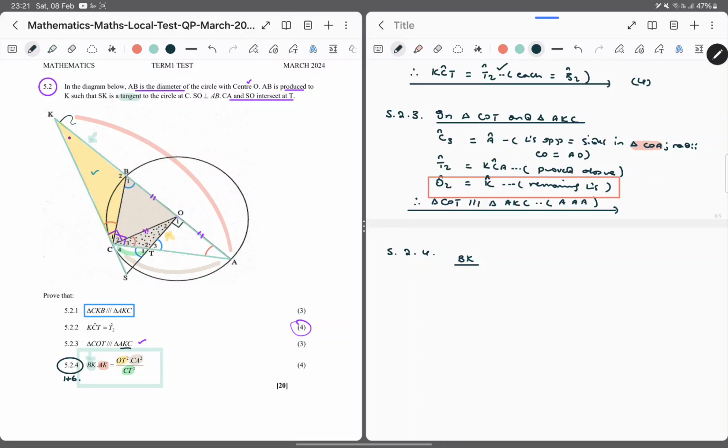Now, here's the thing. BK is on this triangle, and we proved that similarity over there. So BK is opposite C1. C1 is equal to A in the big one. The side opposite A is CK or KC. So let's say BK over KC is equal to. Now we need to find something that's going to bring up AK, because we can see here we cross multiplied. Now, which one of these? Is it CA? No. I'm trying to think now.